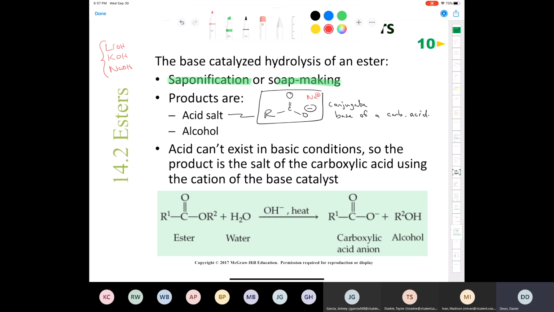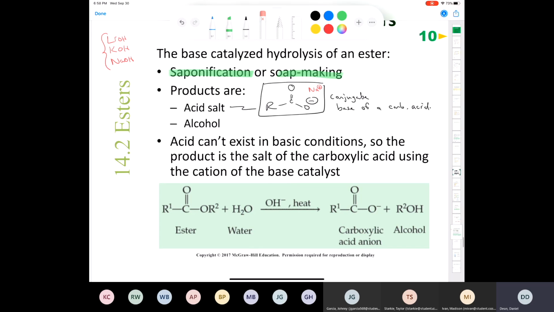So that means that your cation could be lithium. If it was lithium hydroxide, you'd end up with the lithium salt. Okay? If you had sodium hydroxide, maybe I should delete my lithium, you'd end up with the sodium salt, like that. Okay? If you used potassium hydroxide, KOH, you'd end up with the potassium salt.